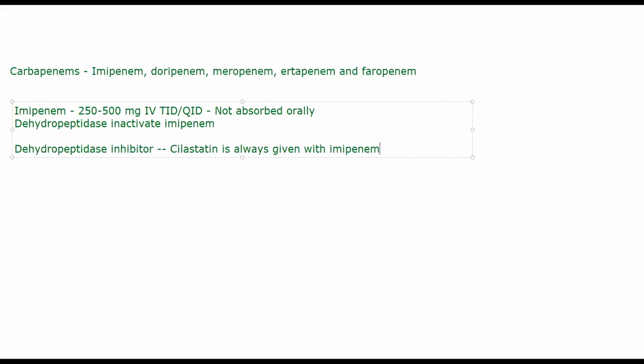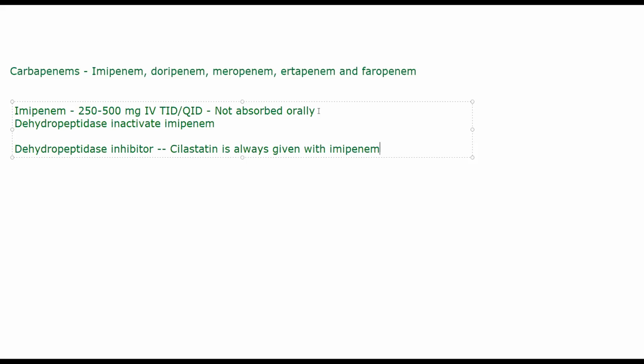If you give cilastatin with imipenem, the duration of action of imipenem will get prolonged, because dehydropeptidase is degenerating or inactivating imipenem. So the total duration for which imipenem will work will decrease. If you give it with cilastatin, it will work for a slightly longer amount of time. It will prolong its half-life. You have other drugs, something like meropenem. Meropenem will not get destroyed by renal dehydropeptidases.